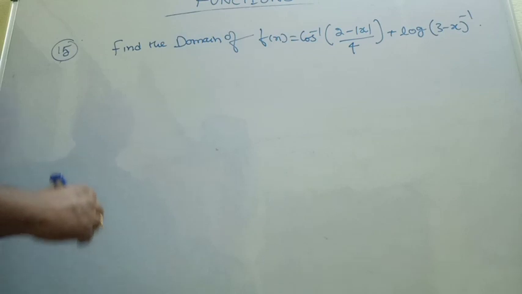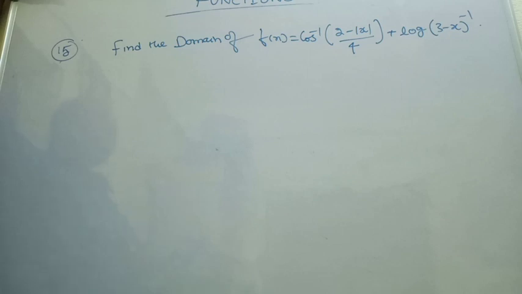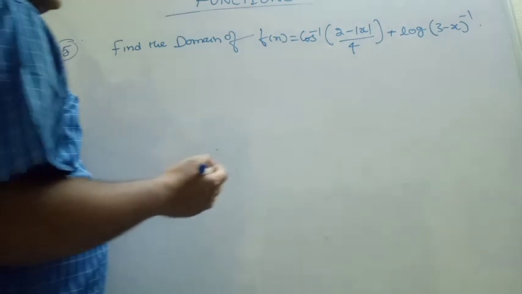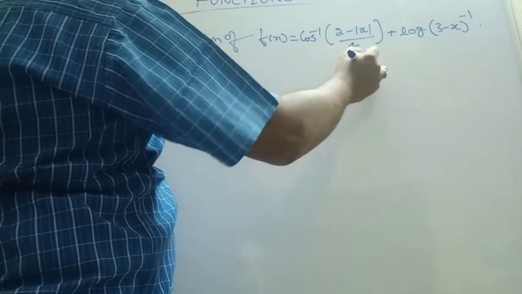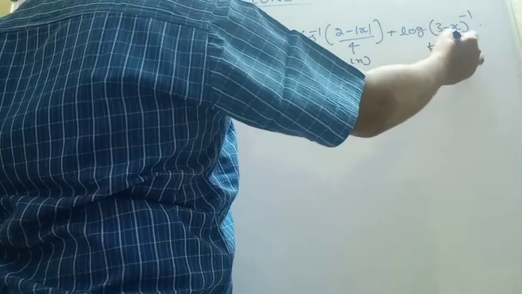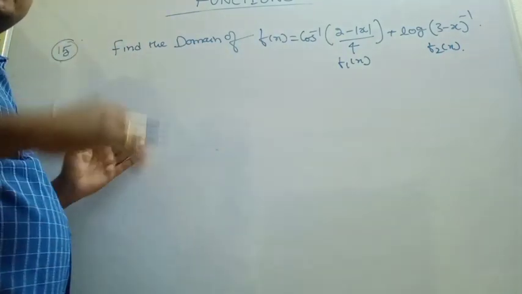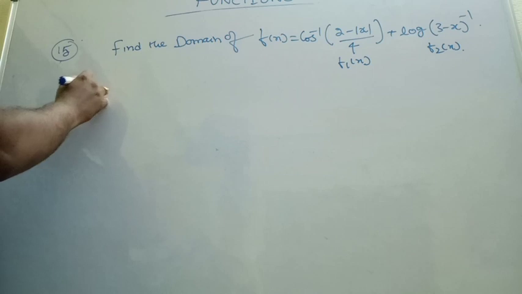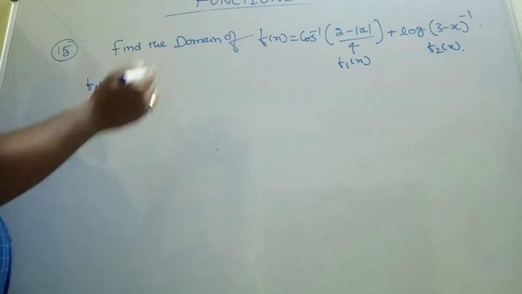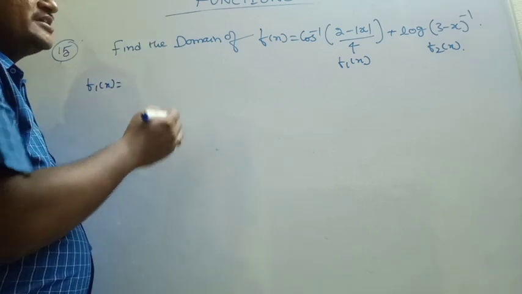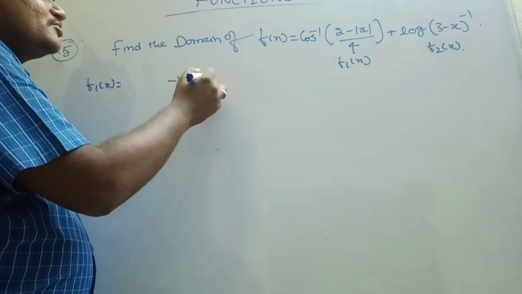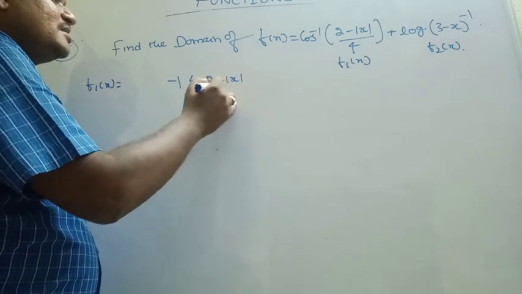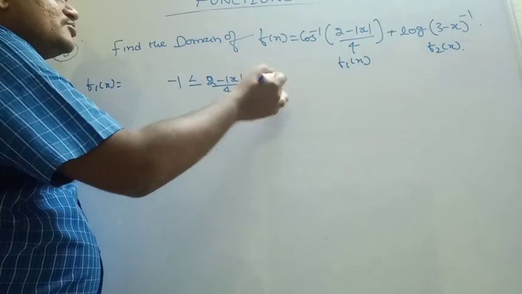Now we have this very nice function. Find the domain of f(x) = cos⁻¹((2 − |x|)/4) + (log(3 − x))⁻¹. Let us take the first part as f1(x) and the second as f2(x). Let us find the domain of each function and take the common part. First, f1(x) = cos⁻¹((2 − |x|)/4). We know that −1 ≤ (2 − |x|)/4 ≤ 1.